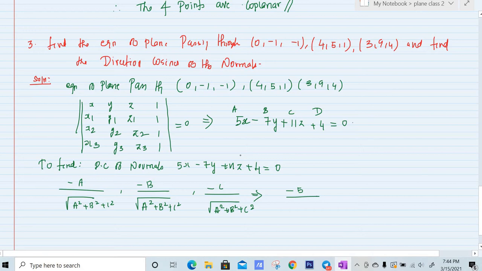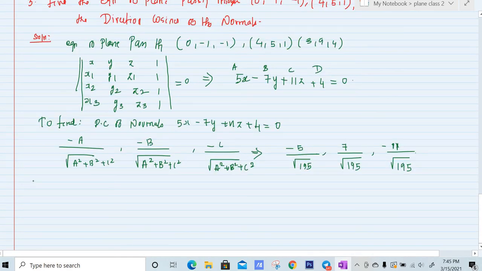To substitute, we will have minus 5 divided by square root of 5 square plus 7 square plus 11 square. So 25 plus 49 plus 121, so we will have root 195. This will be 7 divided by root 195, and this will be minus 11 divided by root 195. These are the direction cosines of normals to this plane. I will give some exercise problems to you.